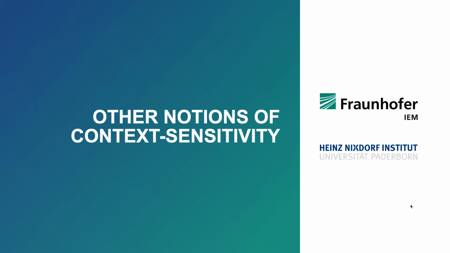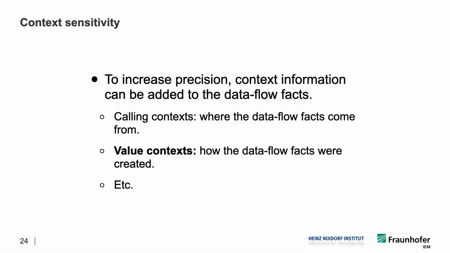Welcome back. So, like I explained, I next want to talk about other notions of context sensitivity that go beyond call frames. The general idea behind context sensitivity, like I explained, is to increase precision by adding context information to data flow facts, right? And we have been seeing these calling contexts that basically encode where data flow facts come from, right? So that's exactly what this call strings approach is about. By looking at this call stack, you know for each data flow fact where it originates from. So which call sites did we go through until we reach the current program point.